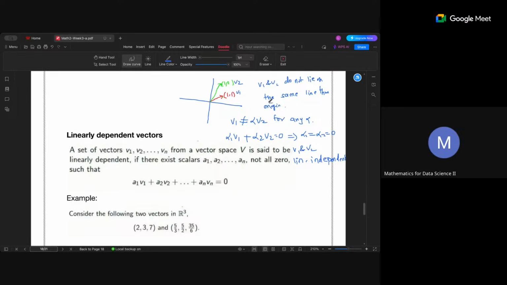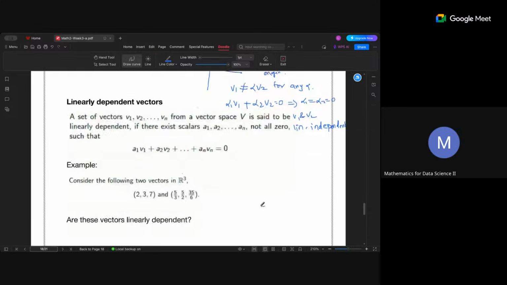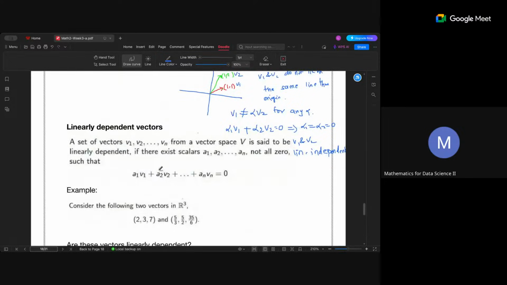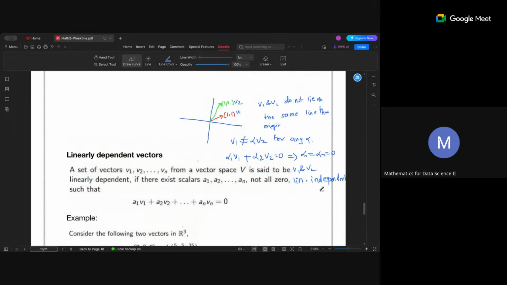Okay. So we started with two vectors not being scalar multiples of each other. They are lying on different lines. Then you see that alpha 1 v1 plus alpha 2 v2 equal to 0 implies both the coefficients are 0. So this is the definition of linear independence. I guess I have kept the definition for the next session.